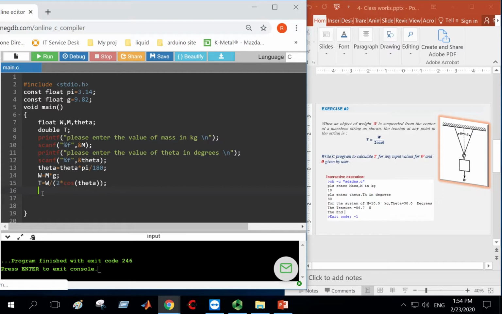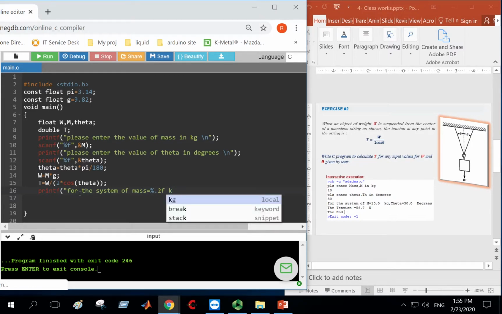Now we want to print the result, so we can write printf. Now we can write for the system of mass equal to the value, which is a float, and we can keep just 2 decimal places like this, okay. The unit in kilogram, okay, and theta of, say, also a float with 1 decimal place if you wish, okay, degrees, okay. We can go to the next line now.